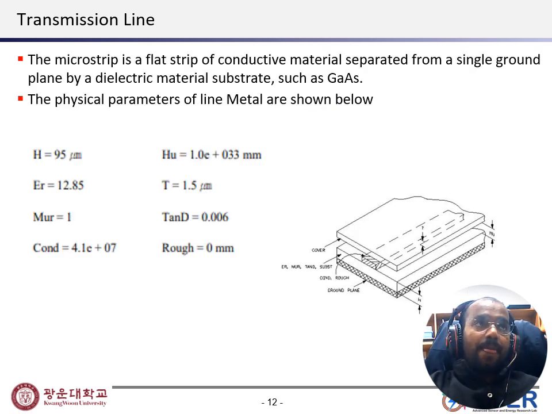Transmission line. The microstrip is a flat strip of conducting material separated from a single ground plane by a dielectric substrate material such as gallium arsenide. The physical parameters of the line metal we can see from the figure. We have H of 95 micron and thickness of 1.5 micron, and roughness supposed to be 0.